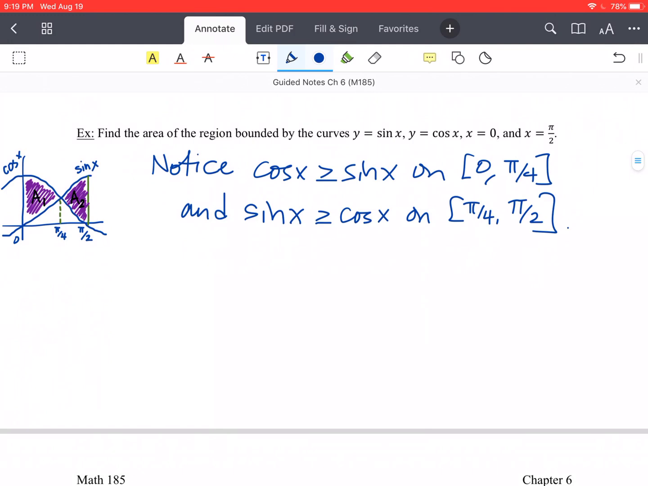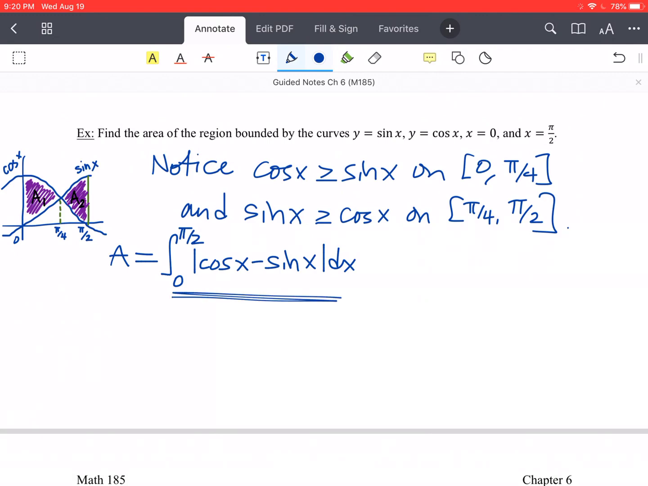So our area, A, is the integral from 0 to pi over 2 of the absolute value of cosine of x minus sine of x dx. And you'll notice on my graph I labeled this one A1 and this one A2 for my two separate areas. This integral, because it represents the area between the curves, is going to be the same thing as A1 plus A2.